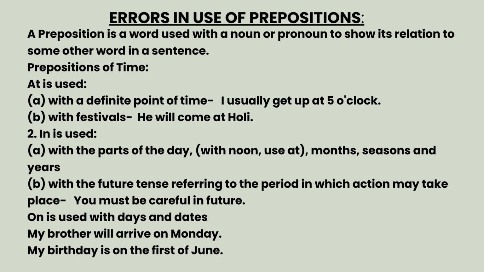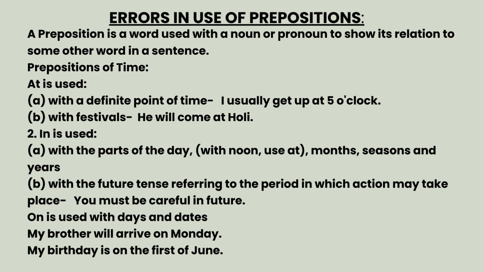1. At is used: A. With a definite point of time. I usually get up at 5 o'clock. B. With festivals. He will come at Holi. 2. In is used: A. With the parts of the day, with noon use at, months, seasons and years. B. With the future tense referring to the period in which action may take place. You must be careful in future.